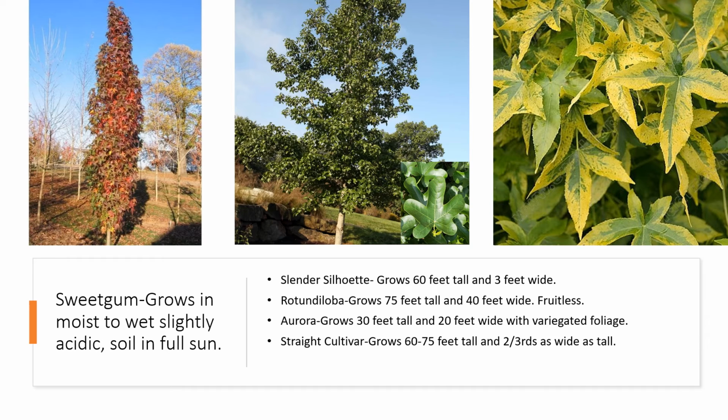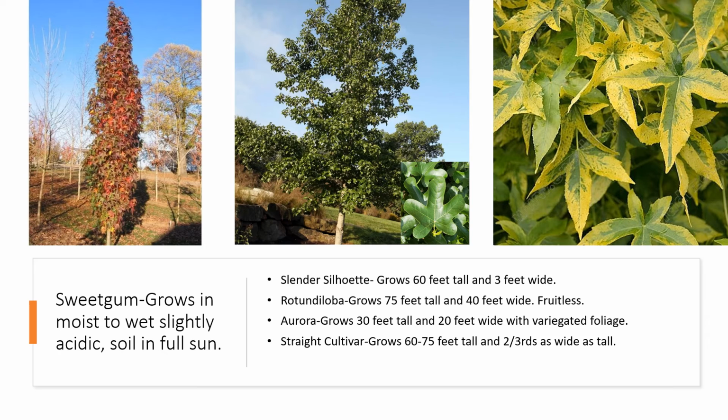First there on the left, that's Slender Silhouette. It was found, believe it or not, growing next to a railroad track, and the cultivar made it to the market because it grows 60 feet tall and only 3 feet wide. So it's a very cylindrical tree. It's good for areas that you don't have a lot of space, and if you really like the sweet gum, you can plant that sweet gum there.